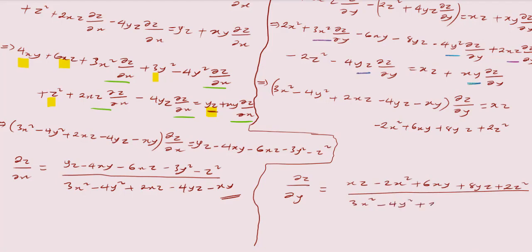I have the z dy to be equal to sz minus 2s squared plus 6xy plus 8yz plus 2z squared, everything over 3s squared minus 4y squared plus 2sz minus 4yz minus xy, and that is the answer to that question.